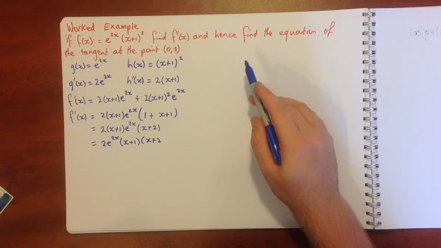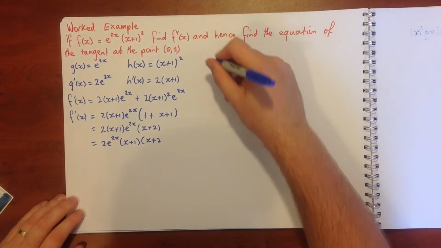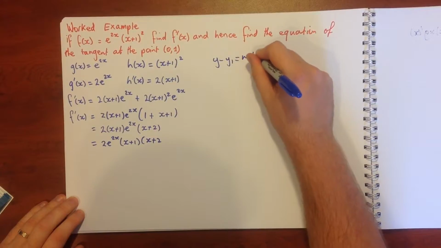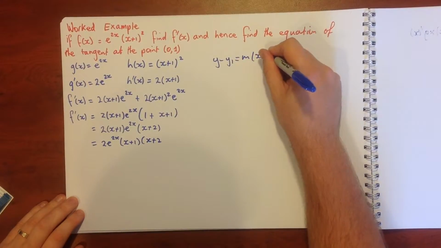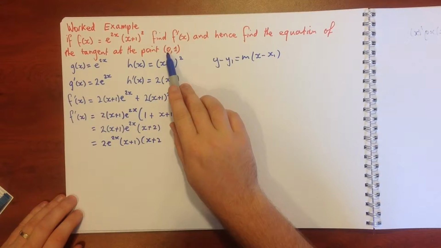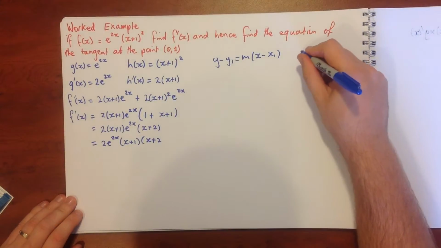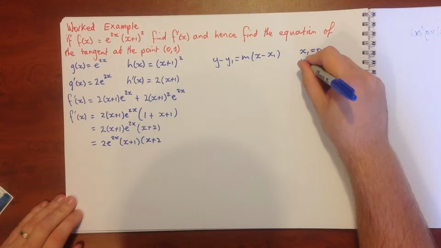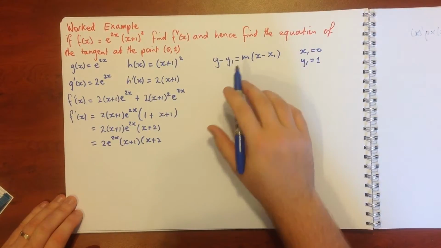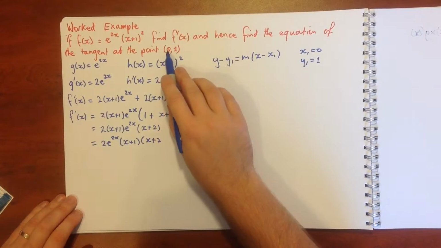Okay, and now we need to find the equation of the tangent at that point. So our equation of our tangent is y minus y1 equals m outside x minus x1. Okay, we know that x1 equals 0 and y1 equals 1. So x1 equals 0, y1 equals 1. Okay, we don't know m yet, but m is our gradient at this corresponding x value.